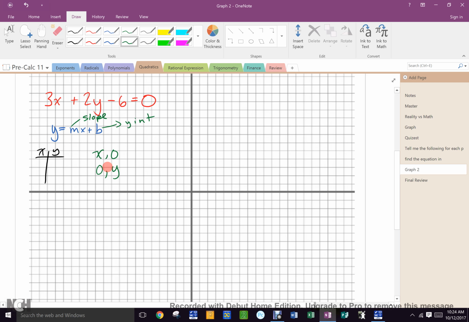A linear equation, any equation that looks like this. Does it have to be x's and y's? No. Could I have distance and time? Yes. Could I have height and time? Could I have pay and time? All right. So as long as I have two variables and the equation looks like this, I can graph a line. Yes? All right.